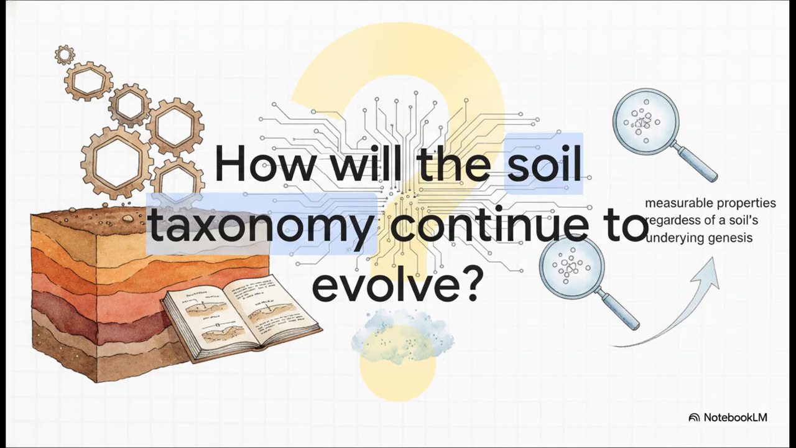So, from its roots replacing a deeply defective system back in 1951 to becoming this incredibly robust 6-tier nomenclature, soil taxonomy truly is a masterclass in logical classification. But it does leave us with a really intriguing question to ponder today. If this carefully coined nomenclature successfully categorizes identical measurable properties regardless of a soil's underlying genesis, how might this multi-categorical system continue to evolve and adapt beyond its 11th edition of approximations? Think about that for a second.